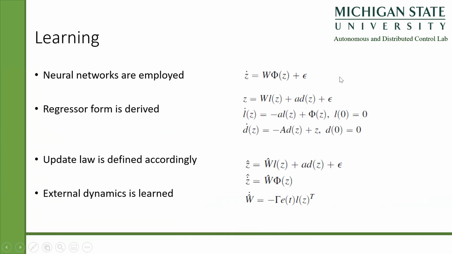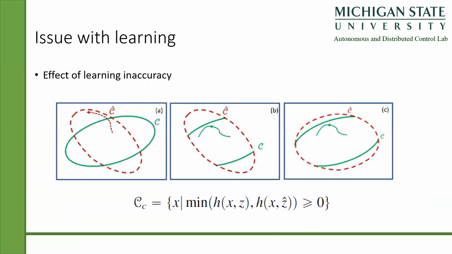We derive the recursive form, and using that, we find the estimation error, and we employ this update law to learn the network. I won't go through the details of this learning. You can find it in the paper. What I want to say here is that we try to learn this external dynamics, and we can define an approximated safe set using that learned information.